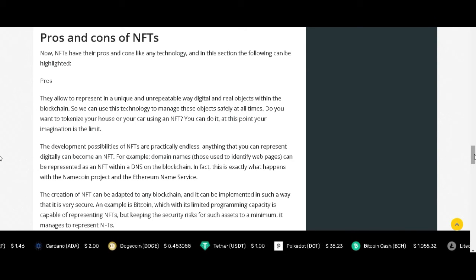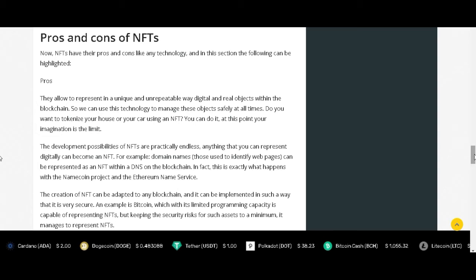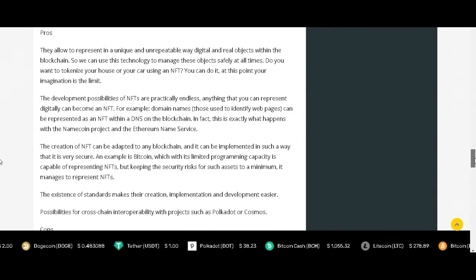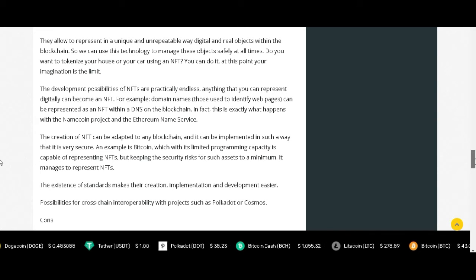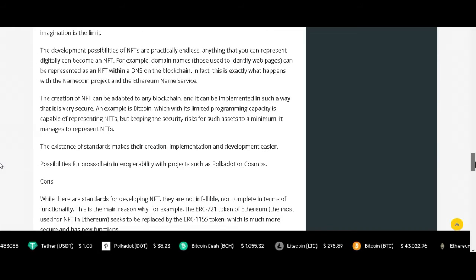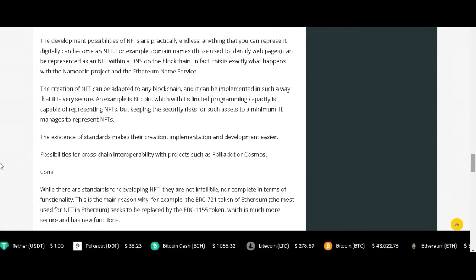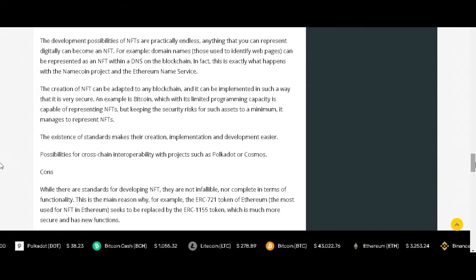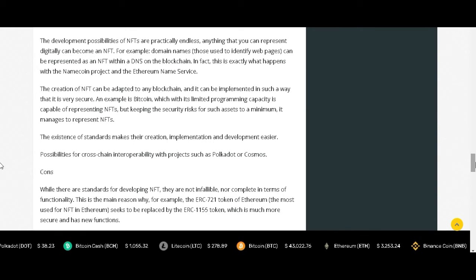The development possibilities of NFTs are practically endless. Anything that you can represent digitally can become an NFT. For example, domain names, those used to identify web pages, can be represented as an NFT within a DNS on the blockchain. In fact, this is exactly what happens with the Namecoin project and the Ethereum Name Service.